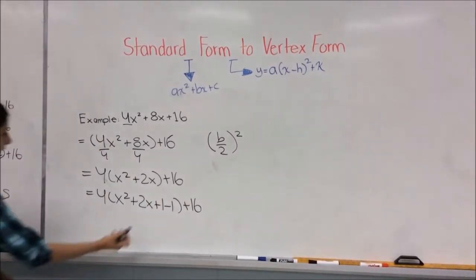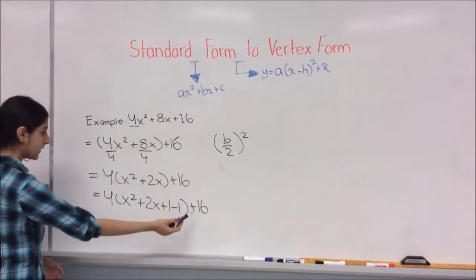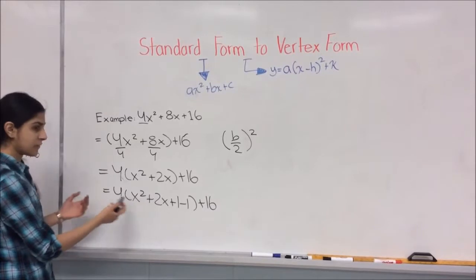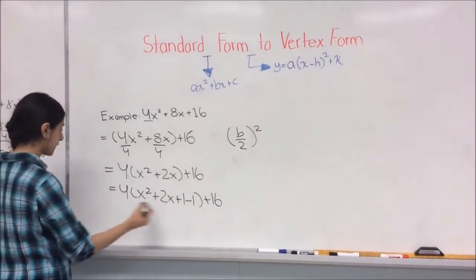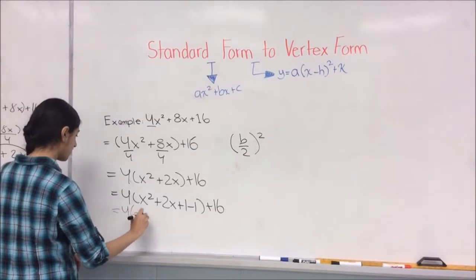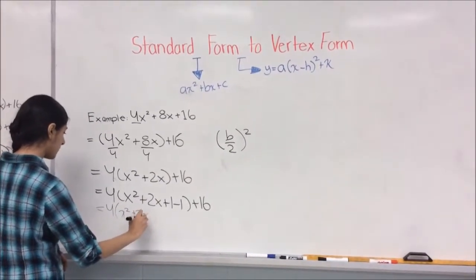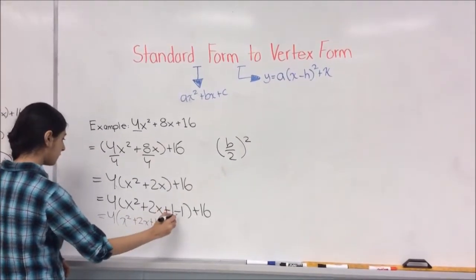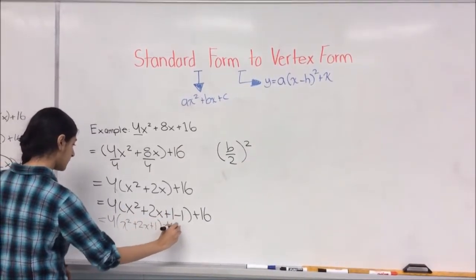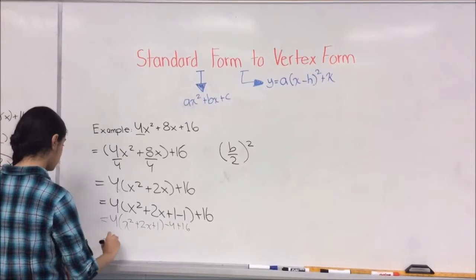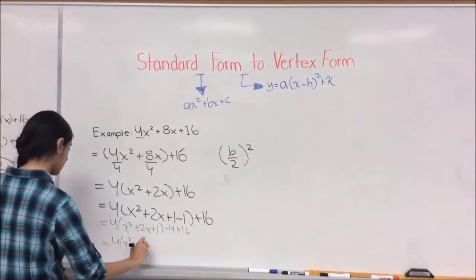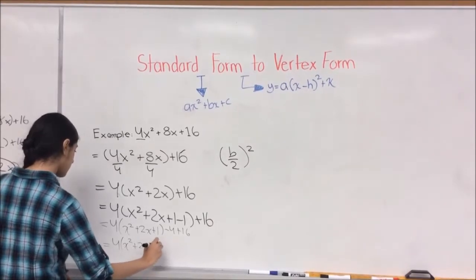So you have to bring this negative 1 out of the bracket and beside plus 16. Since this bracket is being multiplied by 4, we have to multiply negative 1 by 4 as well. So we end up with 4 times (x² + 2x + 1), and then minus 1 times 4 is negative 4, plus 16. And this simplifies to 4(x² + 2x + 1) + 12.